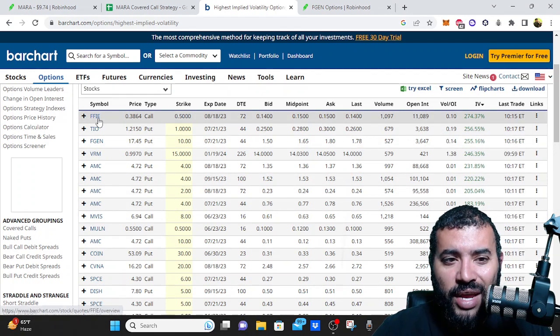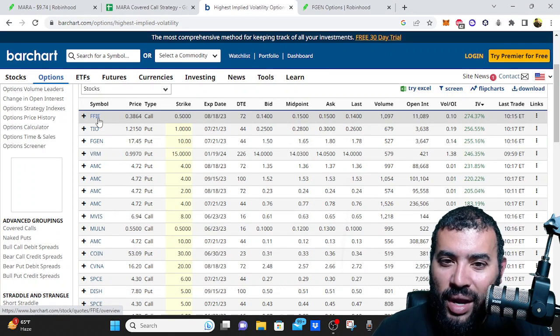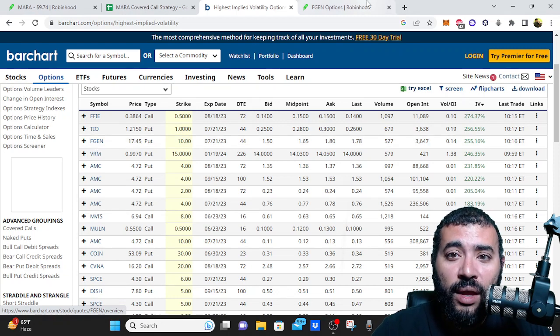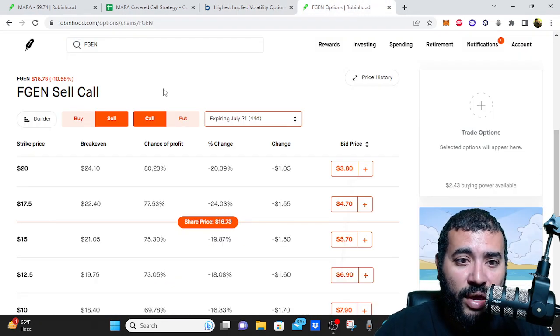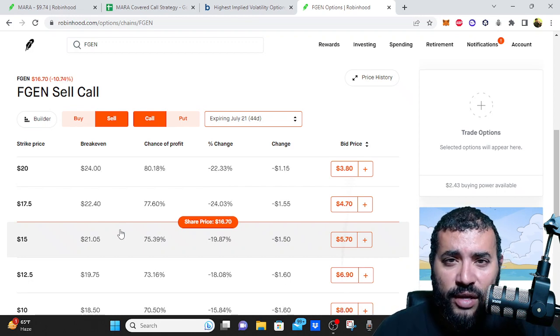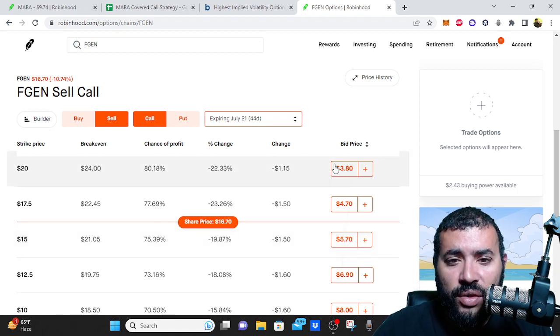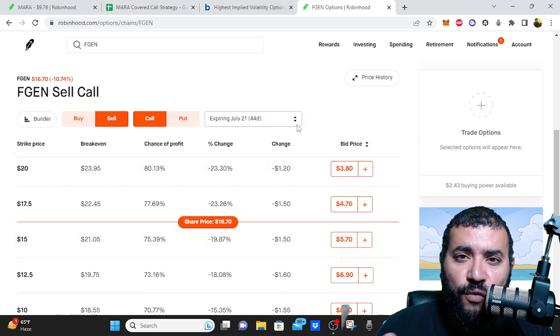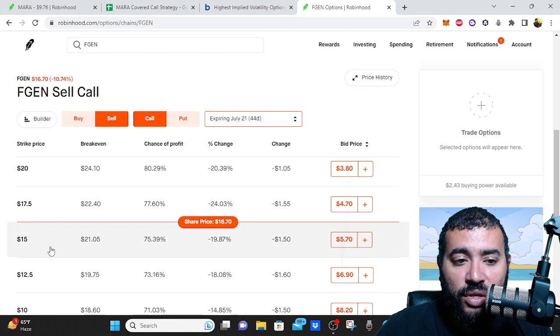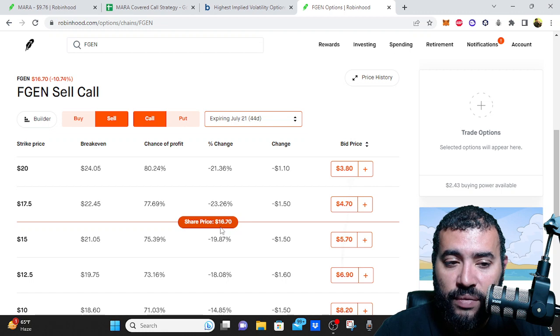Right now, it's something called FFIE. I don't know anything about it. I'm not going to look it up, but there is something that I looked up earlier this week called FGEN. Again, I don't know much about this, but here's an example of something that you can do, something that I would say is pretty low risk with this particular stock. This is a July 21st expiration, 44 days from now, for a call. So you sell this call right here. You sell a $15 call. You buy 100 shares of this stock.